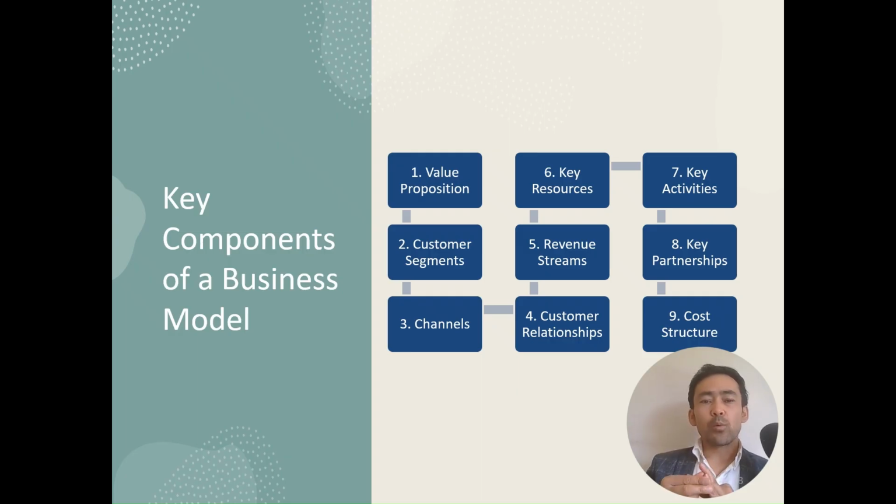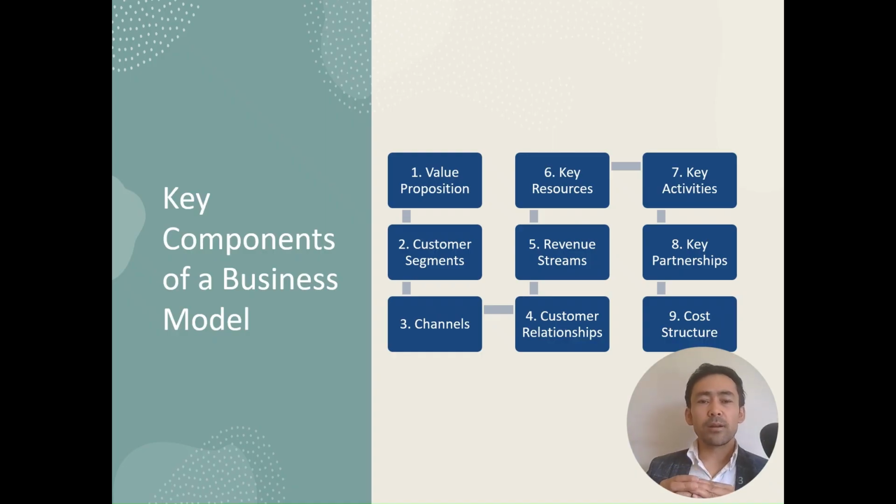The second component of a business model is called the customer segments. It tells which segments or groups of society they are dealing with, who their customers and clients are, and why that particular group or segment of society is important to the business or their organization.